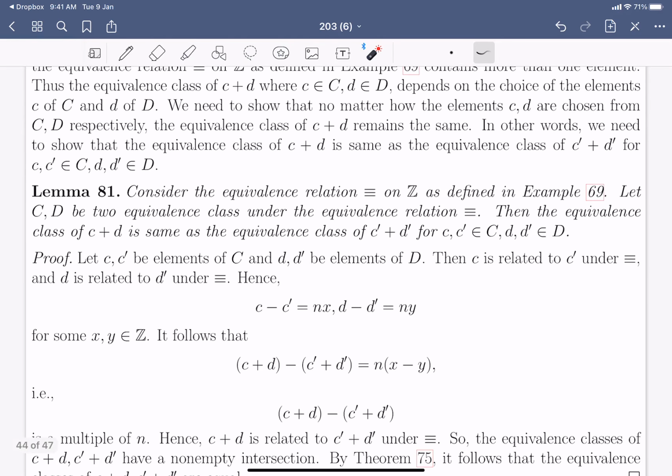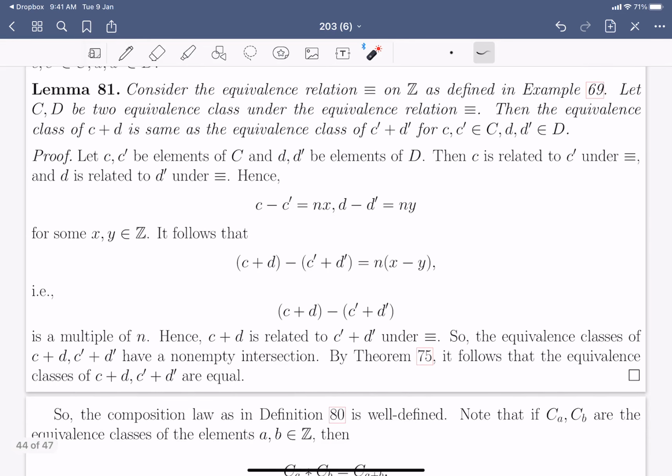So let's do it. We consider the congruence modulo n relation on z, and we pick two equivalence classes c and d under this. Then we need to show that the equivalence class of c plus d is the same as the equivalence class of c prime plus d prime, for c prime inside c and d prime inside d, okay? This is not at all difficult to do. So let's see. We are given two elements, c prime from c and d prime from d. We know that c is related to c prime under tilde. Well, why is that so?